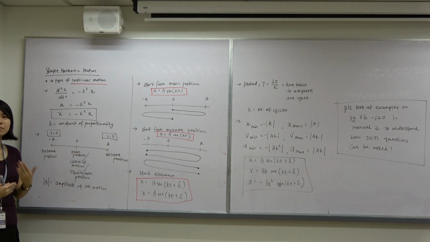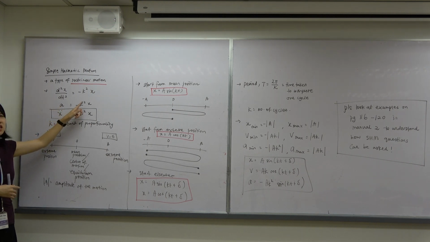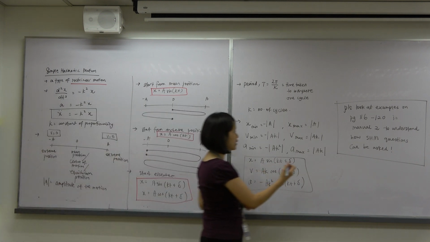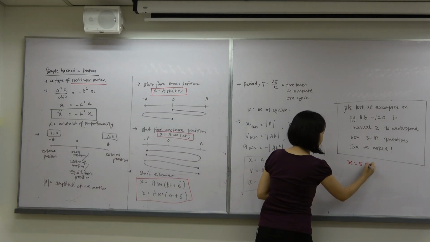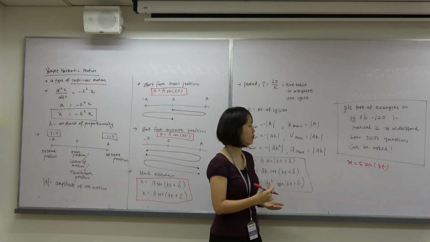So to prove that something is simple harmonic motion, you must be able to write an equation of the form a equals negative k square x. That is when you can conclude that this particular motion is simple harmonic. Let me give you an example. If I have x equals 5 sine 3t, for example, and I say prove that this is a simple harmonic motion, how then do I prove this?